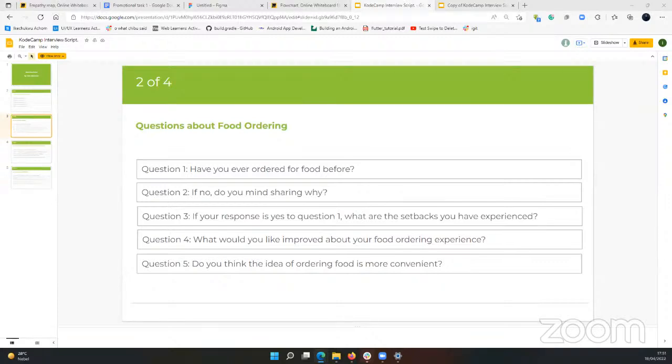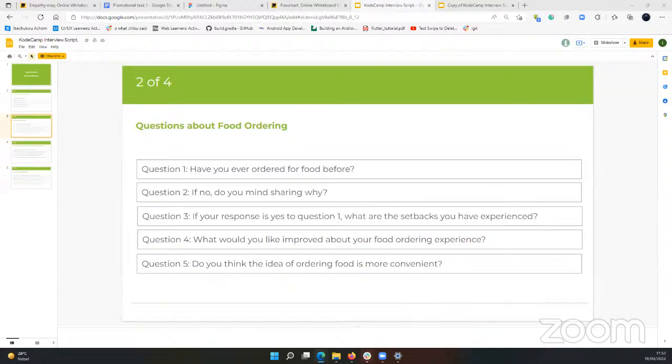It could be that the person says, look, I don't want to order from someone I don't know. That gives you a feature: there has to be a form of rating. There has to be a form of verification that whatever platform, whatever restaurant this food is going to come from, has to be certified, has to be verified, has to be known to always give quality. So that's how your question should go.